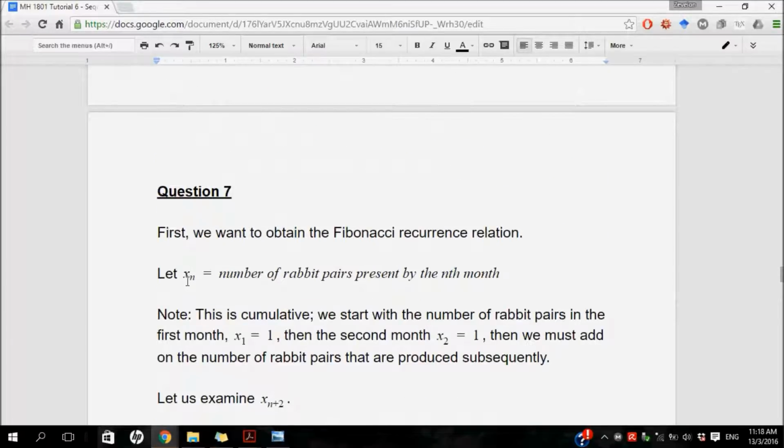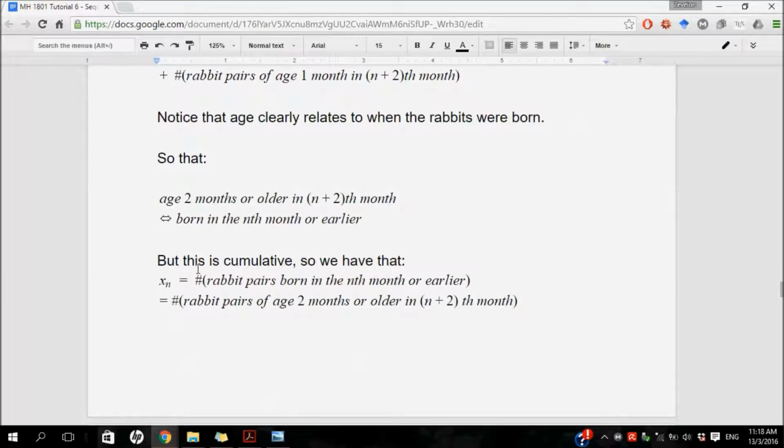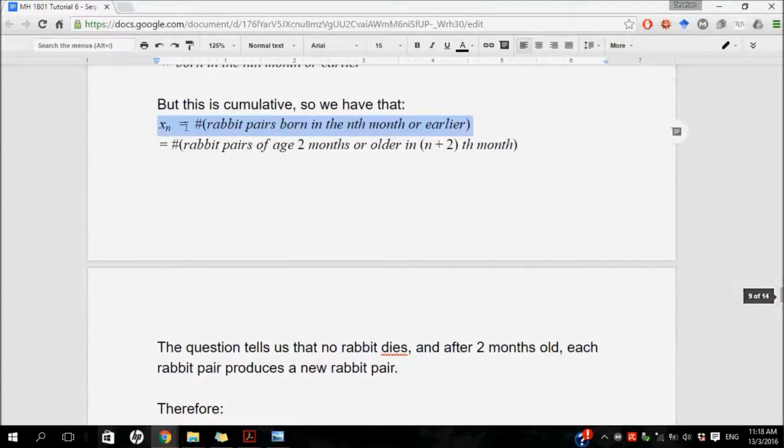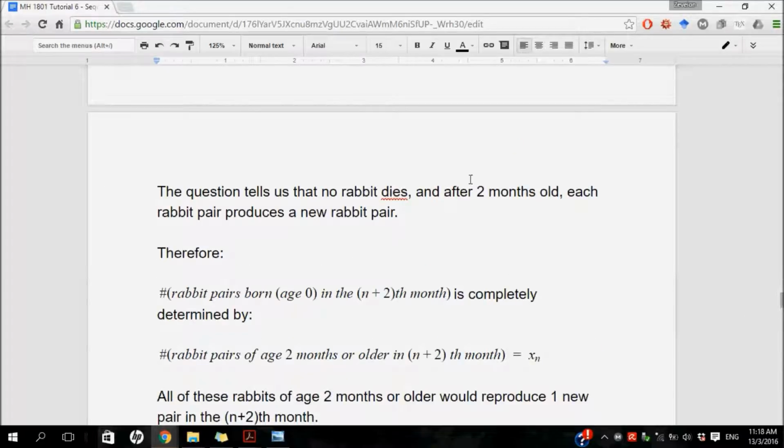Since xn, as we mentioned previously, is the number of rabbit pairs that are present by the nth month, which is also the same thing as the number of rabbit pairs that are born by the nth month, it's the same thing. This allows us to get an understanding of what this number is in our decomposition. It is xn. So that is what we have found out from the question. The number of rabbit pairs of age 2 months or older in the n plus 2th month is just xn. Let us look at the next part of our decomposition.